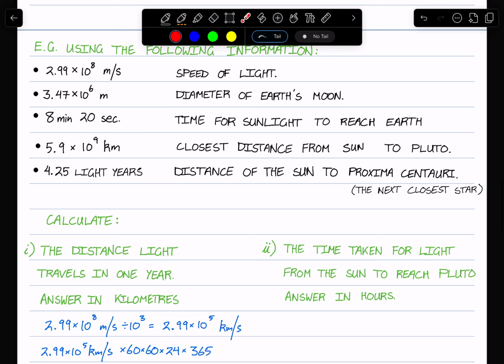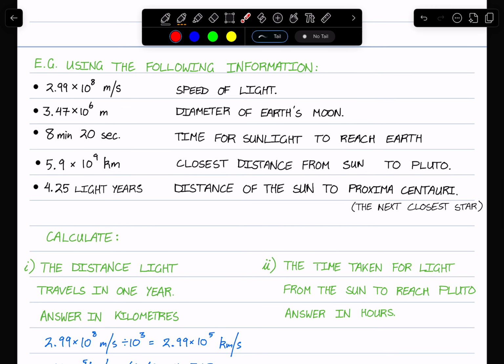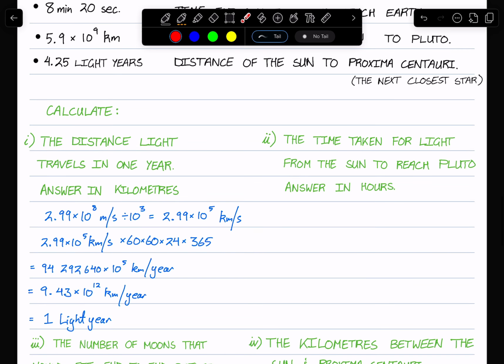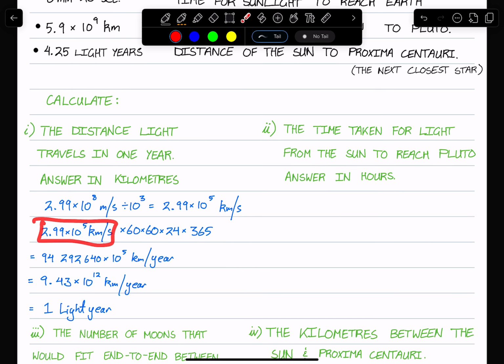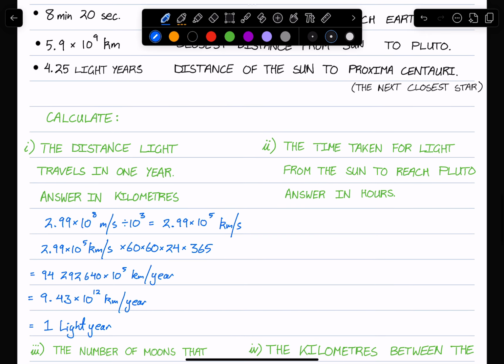Well, notice how we need to figure out how many of these fit into here. Well, the first thing we need to do, since one's in kilometers and one's in meters, we can't operate on these just yet. We need to make sure that both of these are the same unit of measurement. Thankfully, in the previous one, we have the speed of light in kilometers. So let's take a look. It's going to be 5.9 times 10 to the power of 9 kilometers.